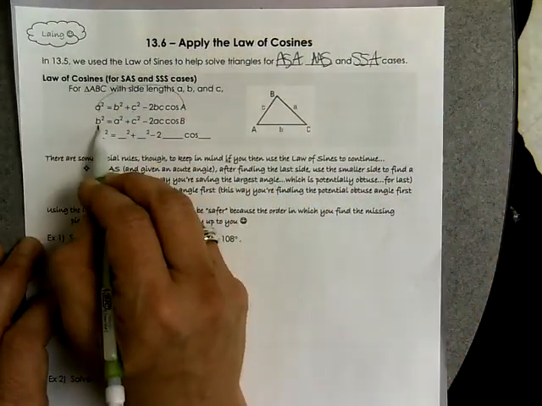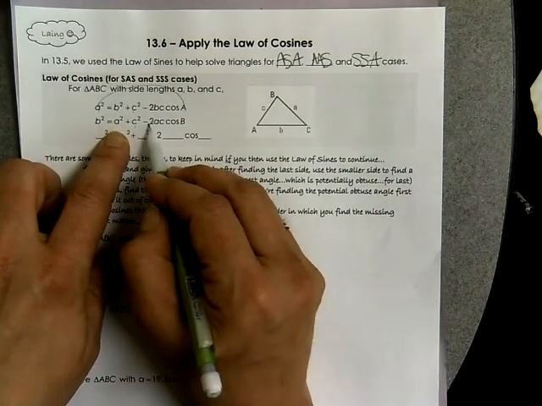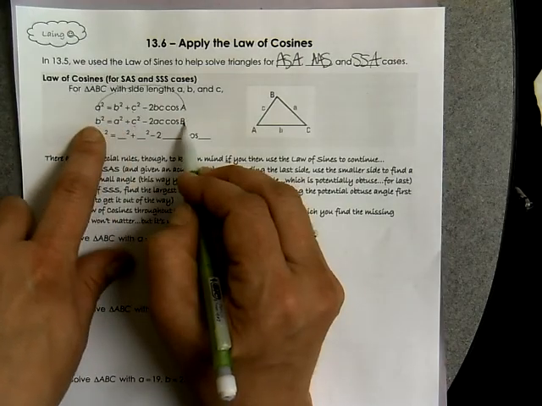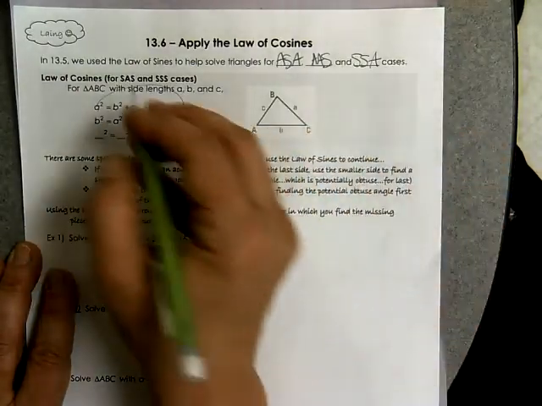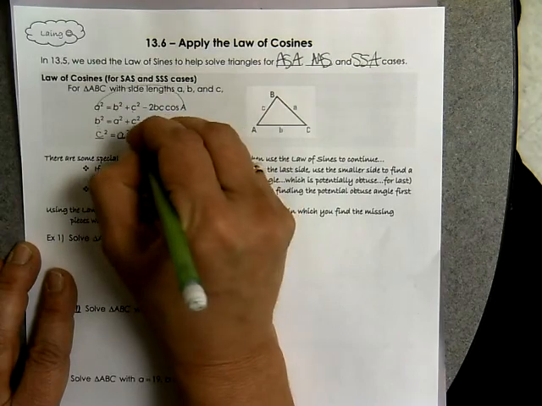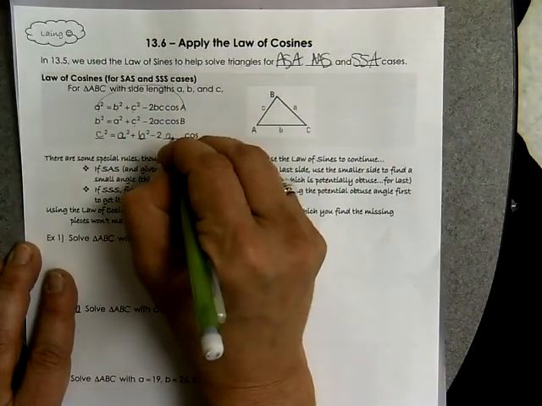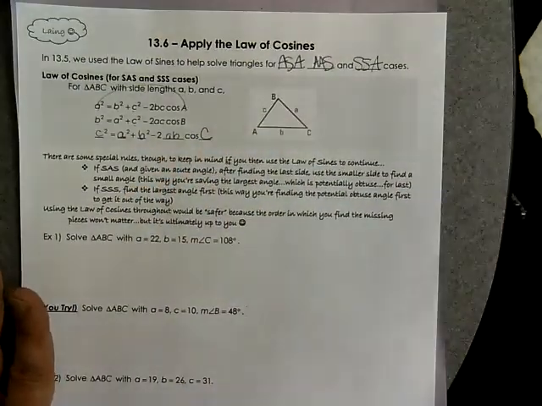So then b squared would equal a squared plus c squared minus 2 times those two sides, ac, times the cosine of B. So what would this last one look like then? It would be c squared equals a squared plus b squared minus 2ab times the cosine of C.